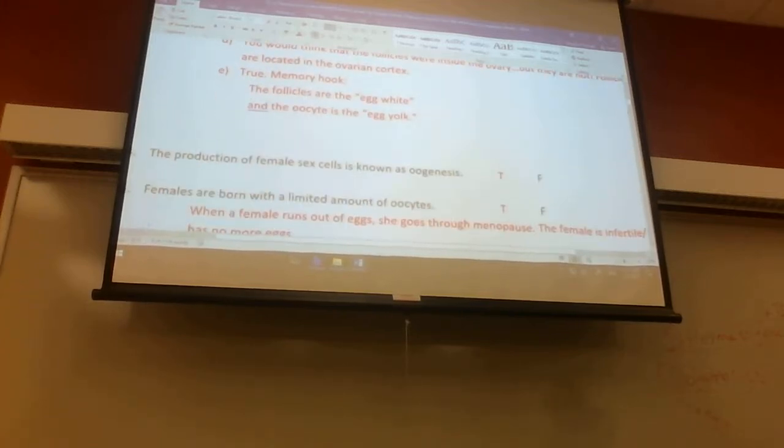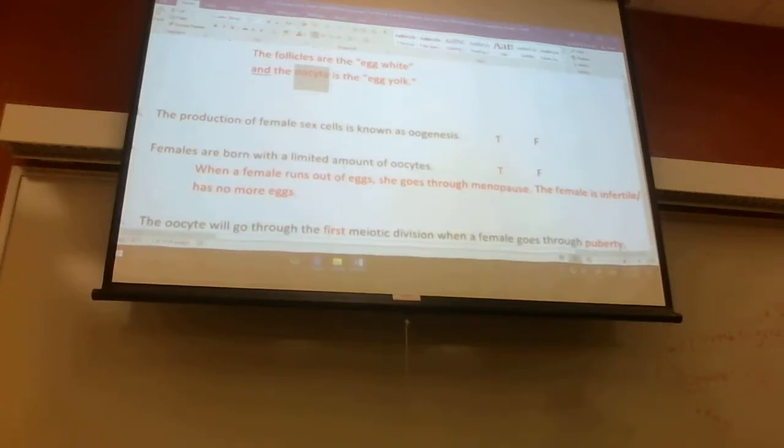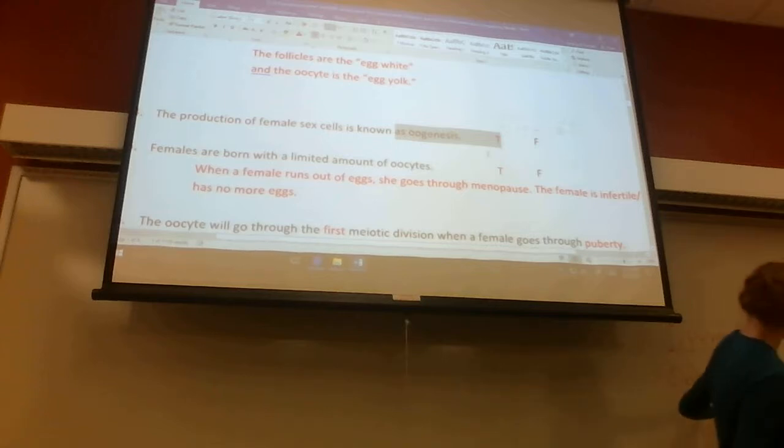And the ovum is also known as an oocyte. Oocyte means egg cell, the egg yolk. Ovum, oocyte, egg. So the production of female sex cells is known as oogenesis. This is true, right, because we talked about it, the growth of eggs.